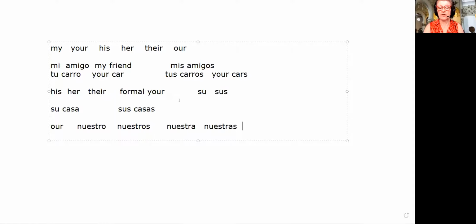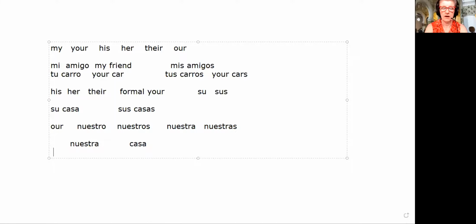The gender of these words to say our, nuestro, nuestros, nuestra, nuestras, does not depend on if the our group is a bunch of ladies or a bunch of men. It depends on the thing that is owned. Okay. So our house, casa is a house. It's only this many things. So to say our house, it'll have to be a feminine thing. Nuestra casa. Okay.